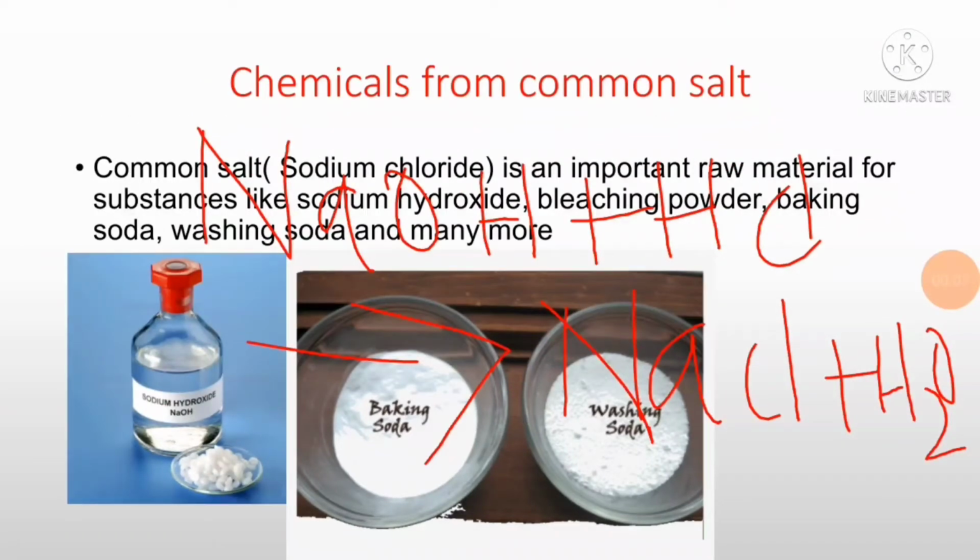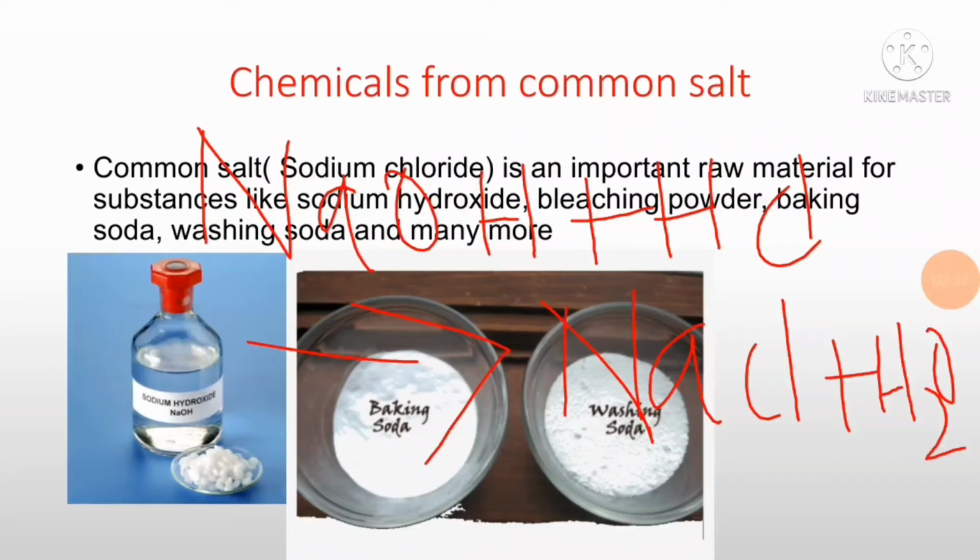And do you know how common salt is obtained? Common salt occurs naturally in seawater and as rock salt. Common salt which occurs in seawater is in dissolved form. On the other hand, common salt occurs in solid form as rock salt, and seawater contains many dissolved salts in it. The major salt present in seawater is common salt or sodium chloride.